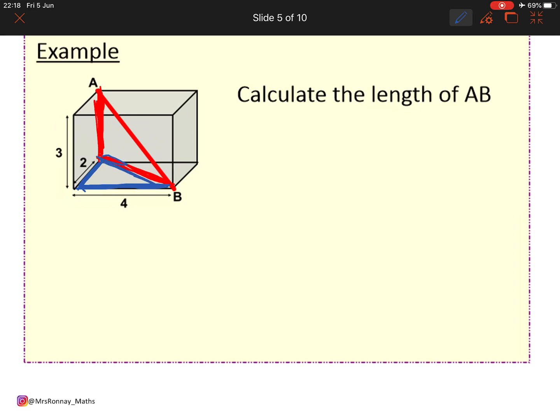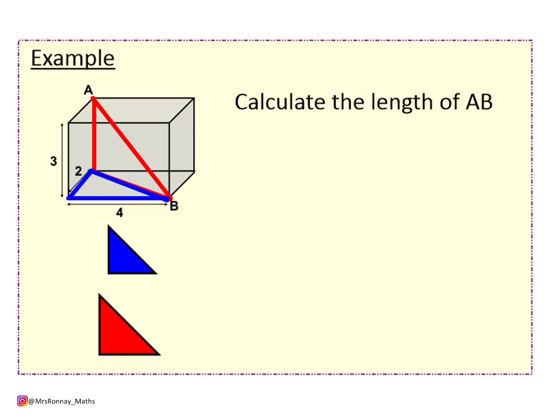So if I do Pythagoras twice, the first time I'm going to be working out this length here, that hypotenuse, which just so happens to be the bottom length of the triangle we need to use to work out the answer to the question. So what we're doing is we're using Pythagoras twice. Hopefully it makes a bit more sense when you look here. So we're going to do the blue triangle first of all.